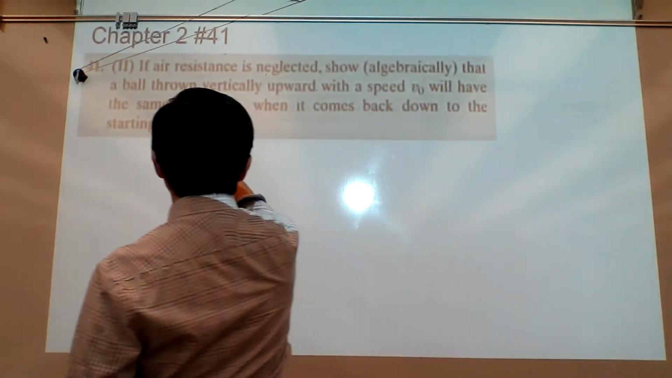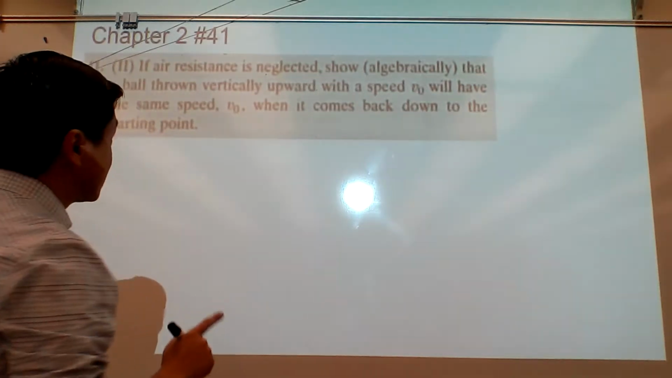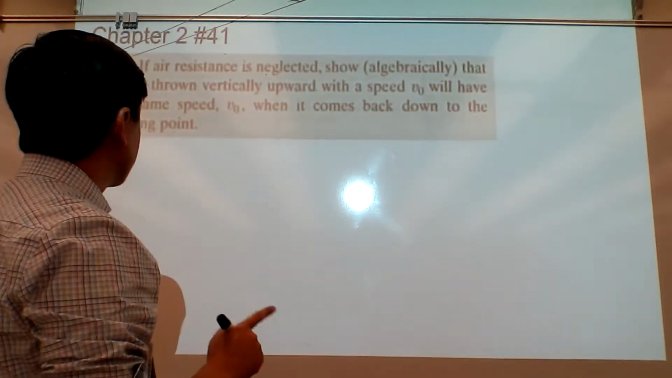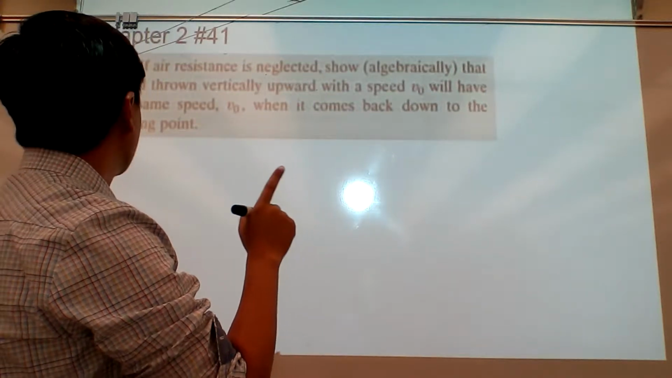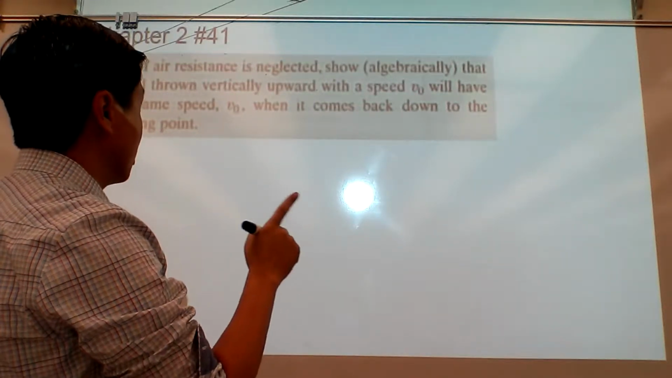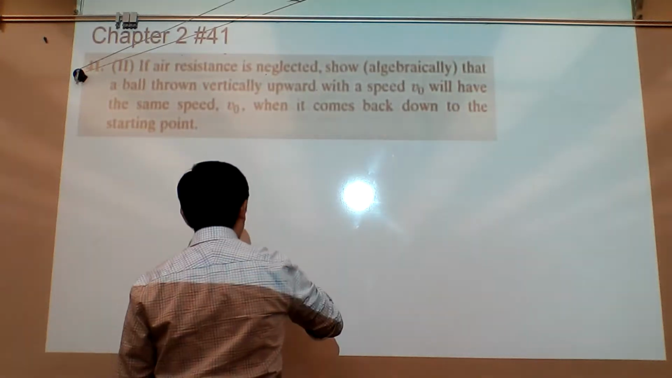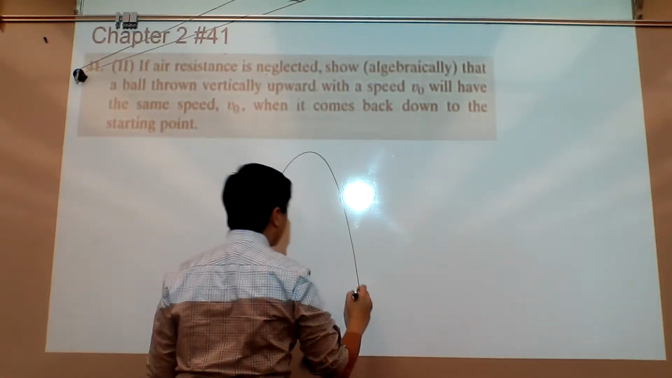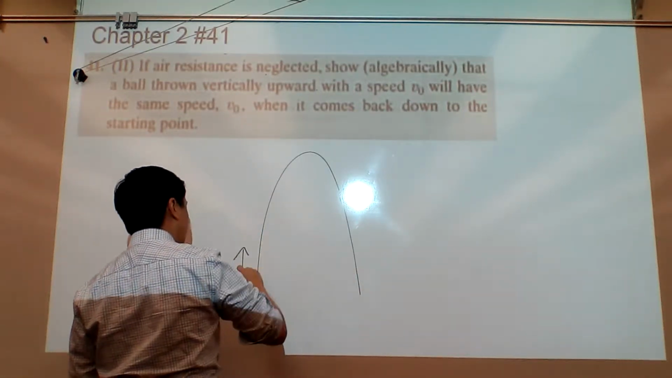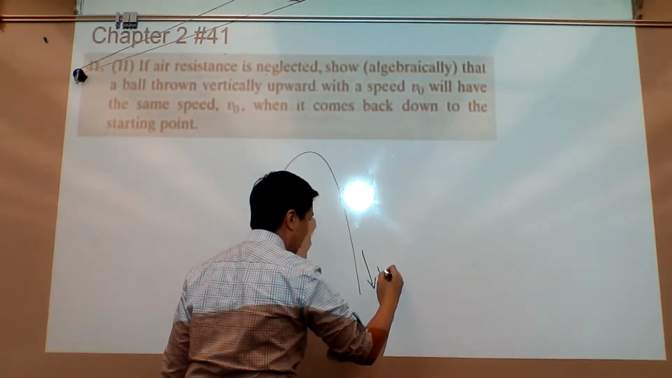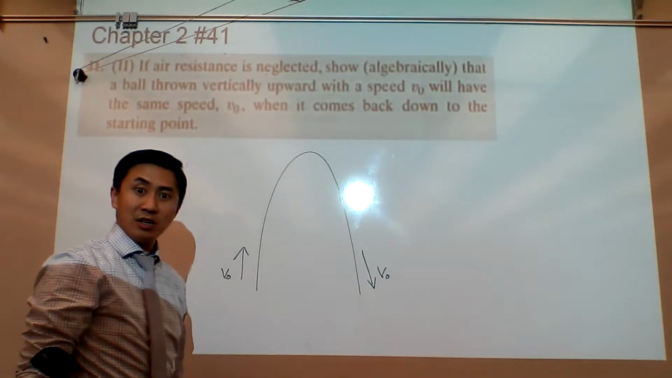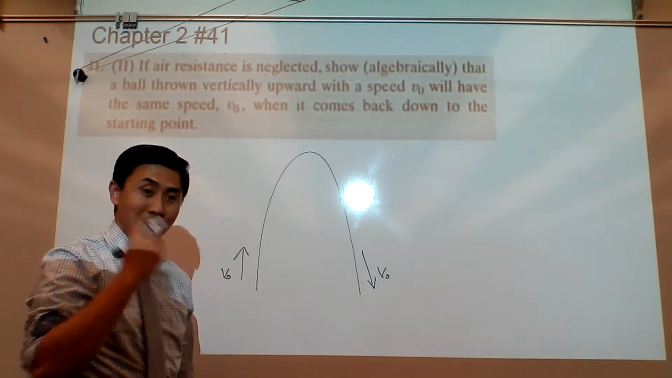Here we go. If air resistance is neglected, show algebraically that a ball thrown vertically upward with a speed of v naught will have the same speed, v naught, when it comes back down. Meaning, if we were to throw something up, this magnitude of v naught should be the same as this magnitude v naught. All we gotta do is prove that it's the same thing.